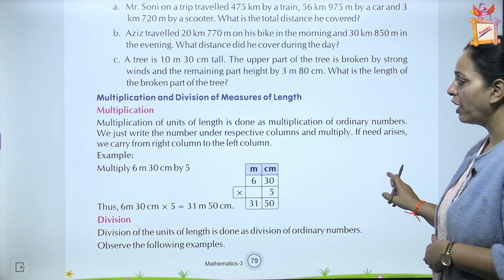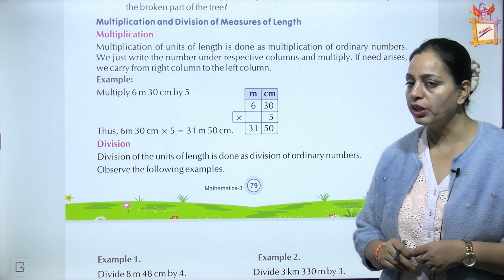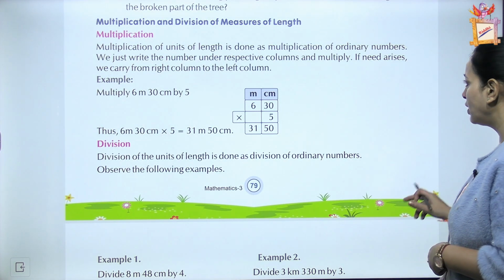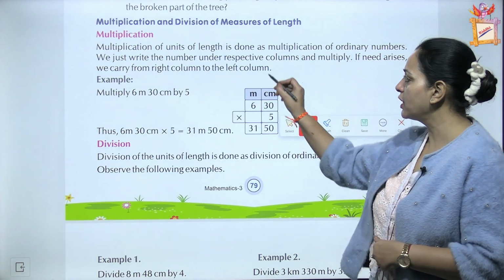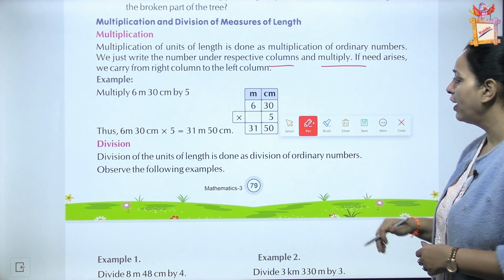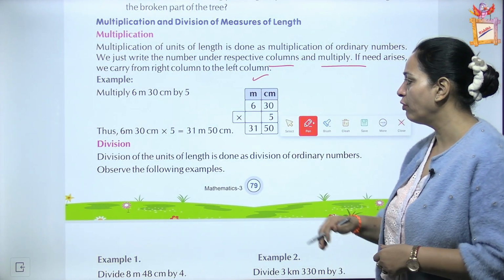Now multiplication and division of measures of length. Multiplication of units of length is done as multiplication of ordinary numbers. We just write the number under respective columns and multiply. If need arises, we carry from right column to the left column.